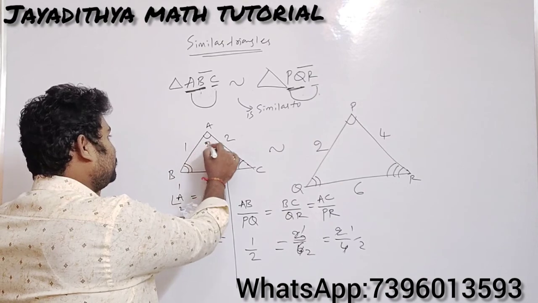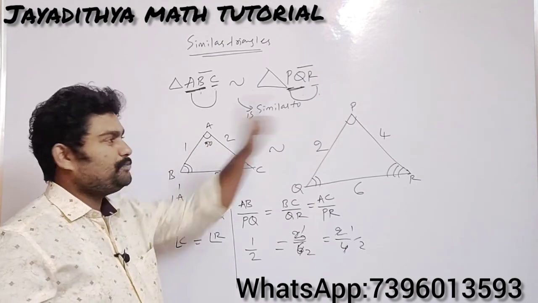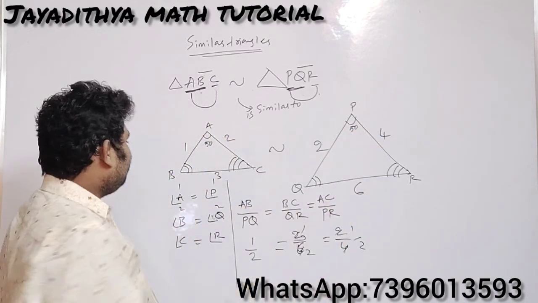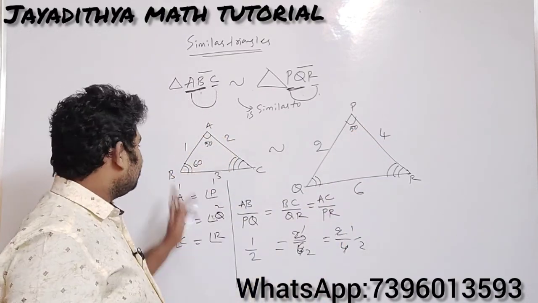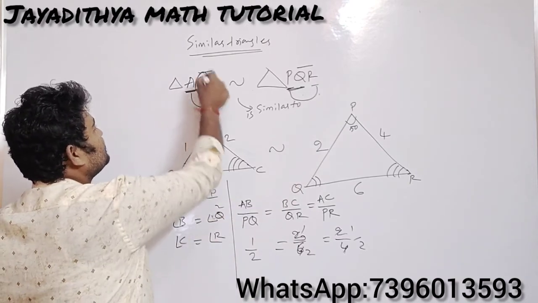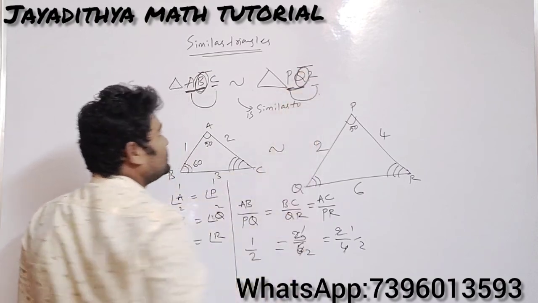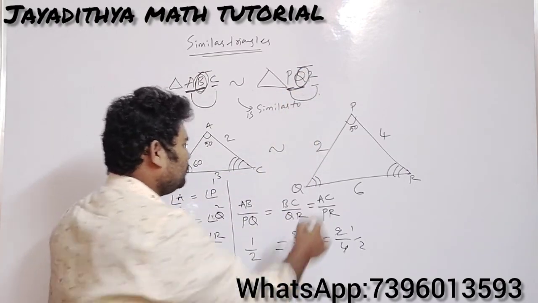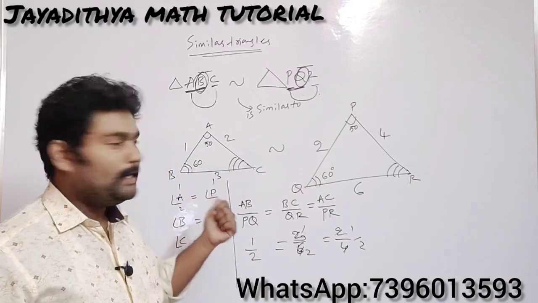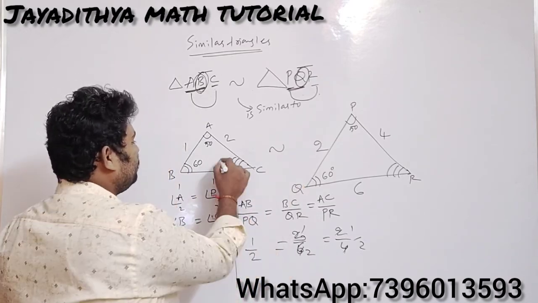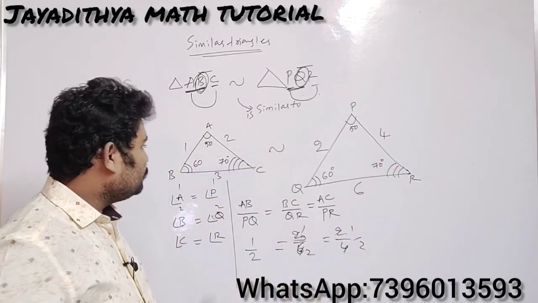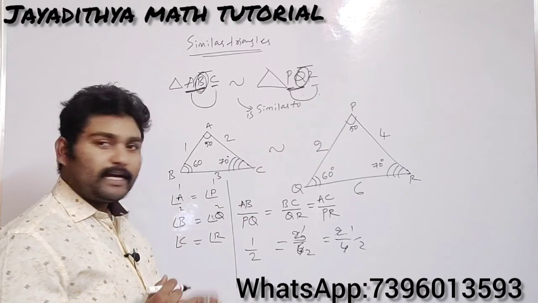If this angle is 50, what is the corresponding angle of A here? Corresponding angle of A is P here. So this angle also will be 50. If angle B equals 60, which angle will be 60 in that triangle? B is the second one, so obviously the second angle, that is Q. Q must be equal to B, so both are 60 degrees here. And if I take C as 70 degrees, then R must be 70 degrees. Clear? So these are the major results.